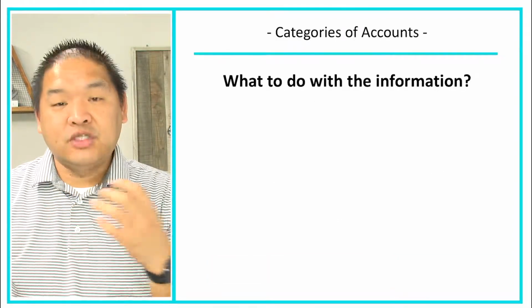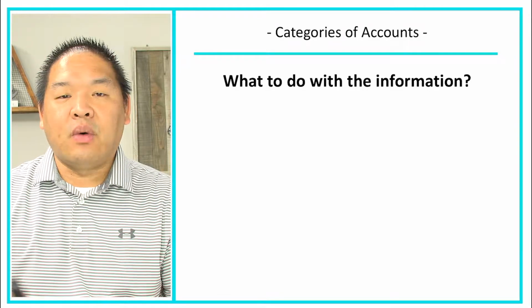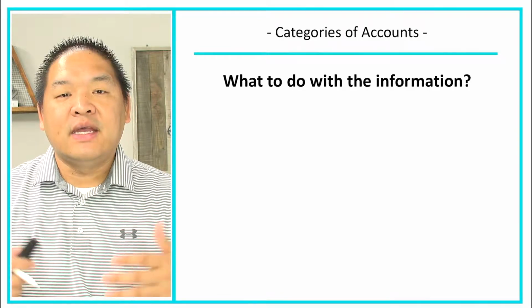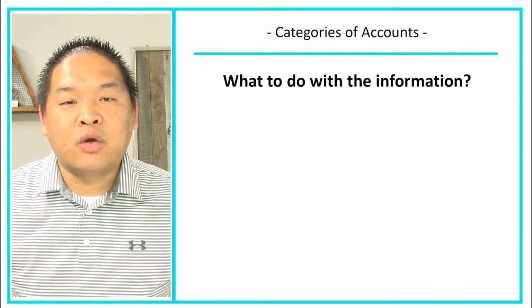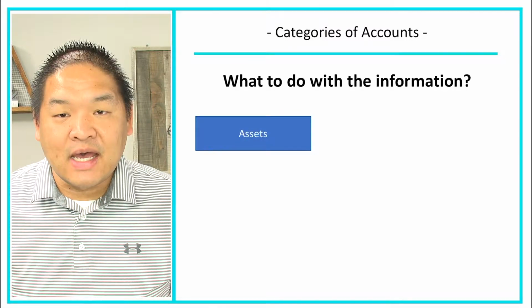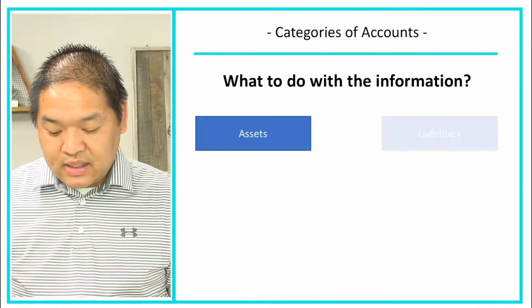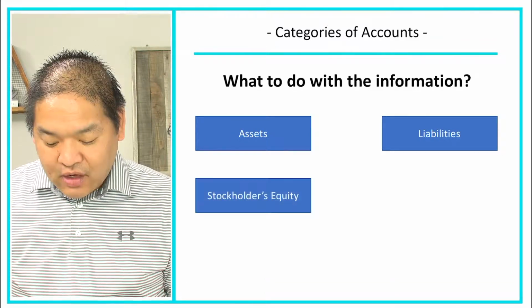So what do we do with this information? We have all of this data. What do we do with it? Well, we have to categorize that into different categories. And so we've got really 6 categories here that we can look at. The first one is an asset. A second one here is liabilities. We also have stockholders' equity.